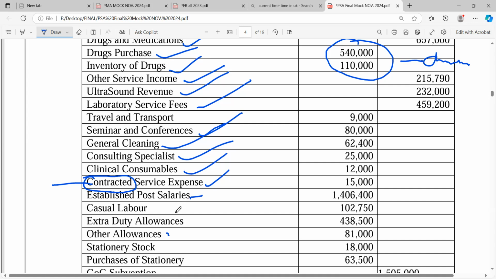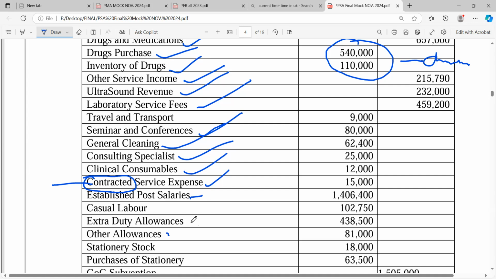Foreign per diem allowance, where will you place it? Employment? No, it's under goods and services. Foreign per diem is under goods and services. Local per diem is under compensation. We have some allowances under goods and services, and some of them under compensation. The extra duty, under what?